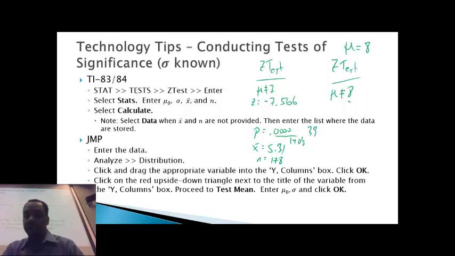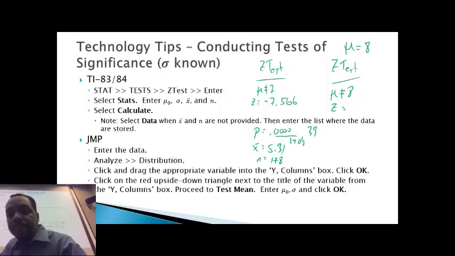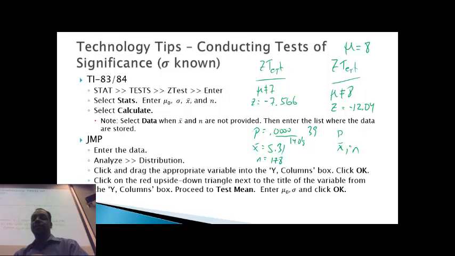Whoa, negative 12. X bar and n are the same, and the p-value, I'm done here. We'll just call that 0, right? When you have times 10 to the minus 33, that's basically 0. Okay, so there you go.